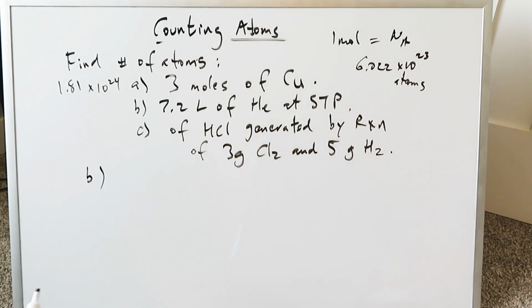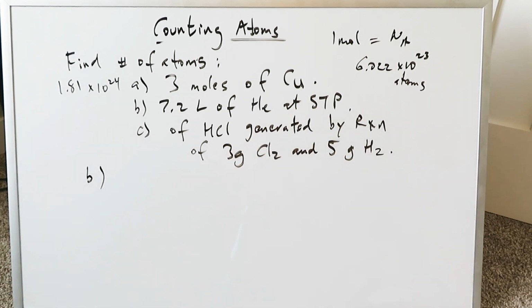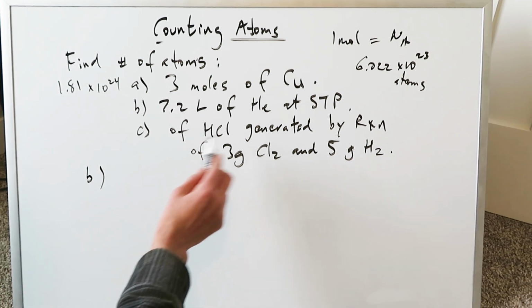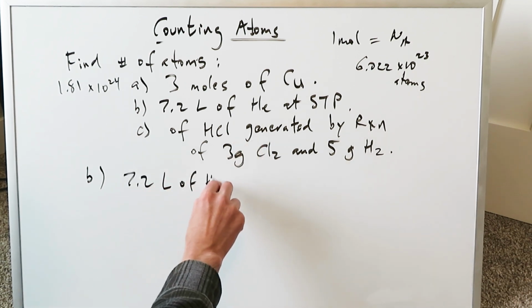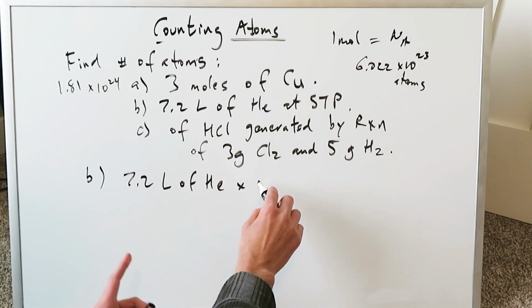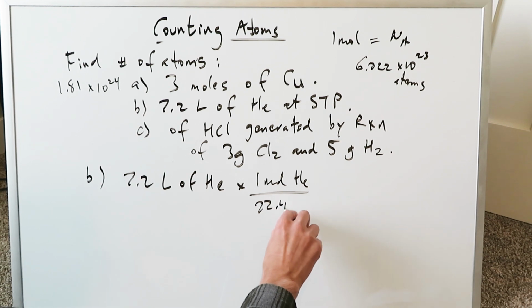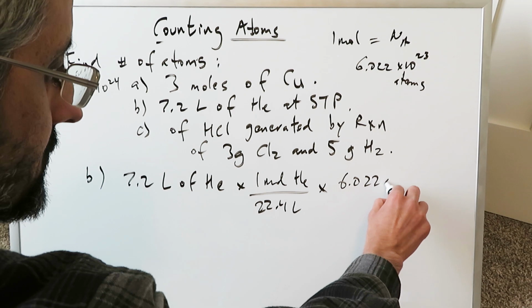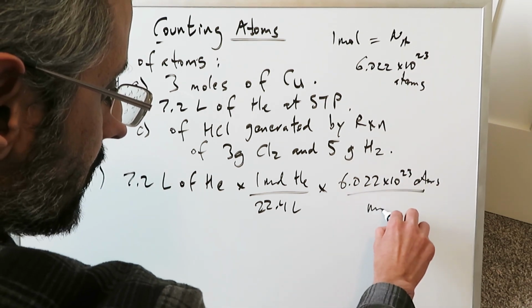7.2 liters of helium gas at STP. Remember, you always have, with regards to this, a volume occupied of 22.4 liters of any ideal gas, 1 mole of that particular gas having that particular volume. And how would you determine the number of atoms from that? 7.2 liters of helium at STP. 1 mole of that will always have a volume of 22.4 liters at STP. And then you'll have the Avogadro's number coming in, 6.022 times 10 to the 23 atoms per mole of helium.